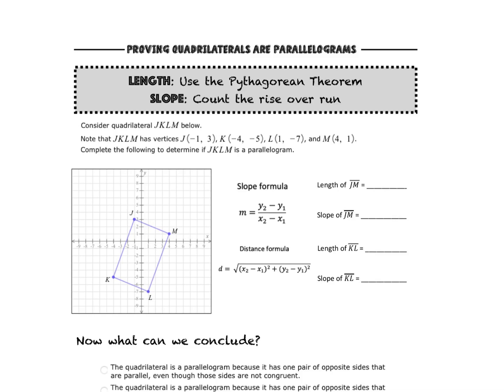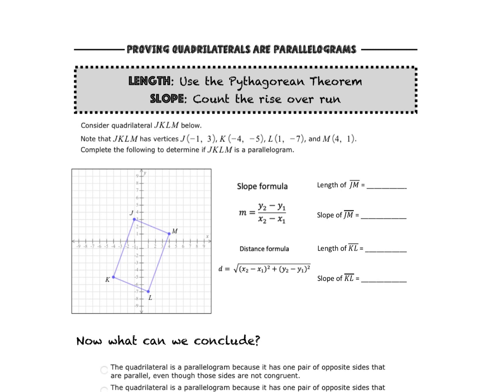Hey guys, so this is the second set of notes for 4.3, and it's a little bit time consuming, but basically what you're going to do is find the length and slope of each of the sides of the parallelogram, and then determine what the parallelogram or the quadrilateral is based off of that, okay? So not the parallelogram, the quadrilateral.